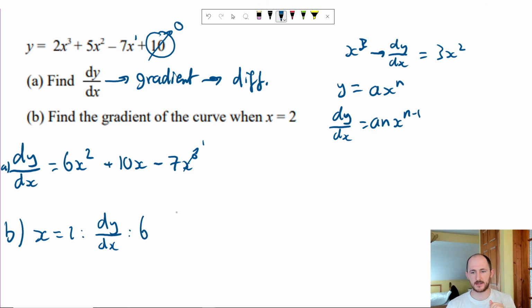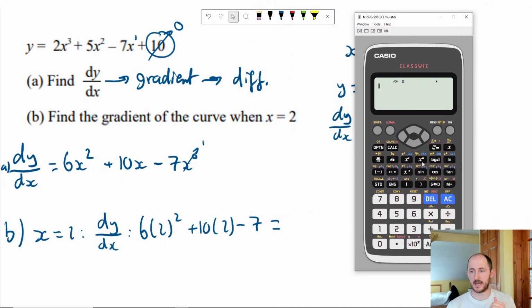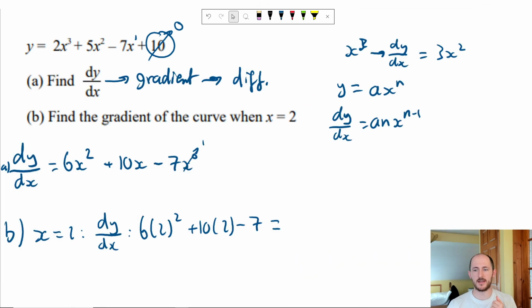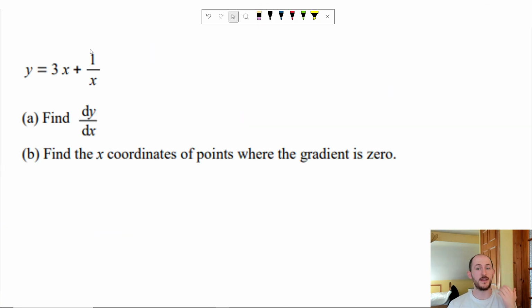So that would become 6 times 2 squared plus 10 times 2 minus 7. And whatever that is, is my answer. Again, all of A levels is calculator, so you can just start using a calculator for this. Very nice and easy. Assuming I can click the buttons anyway. 37. So the gradient at that point is 37. Again, no tangents drawn, no estimations, no approximations. That is the exact gradient at x equals 2. That is the power of differentiation. You don't have to estimate anything. Very useful. So let's try it one more time, but with a different equation.